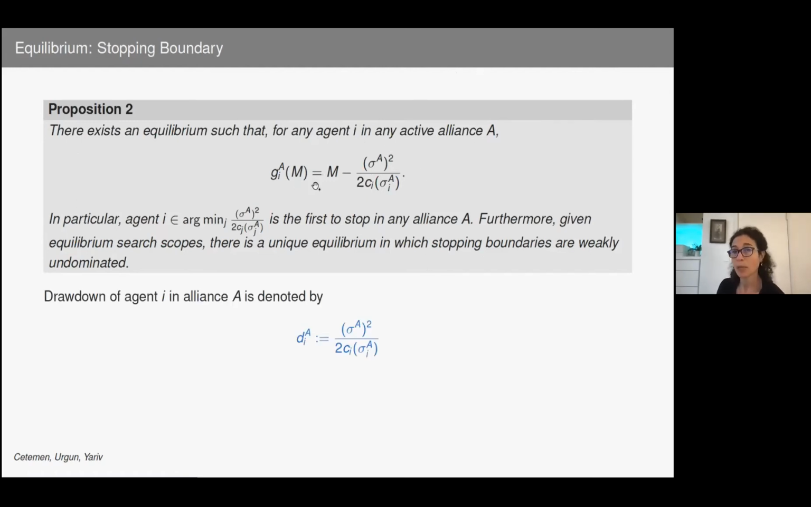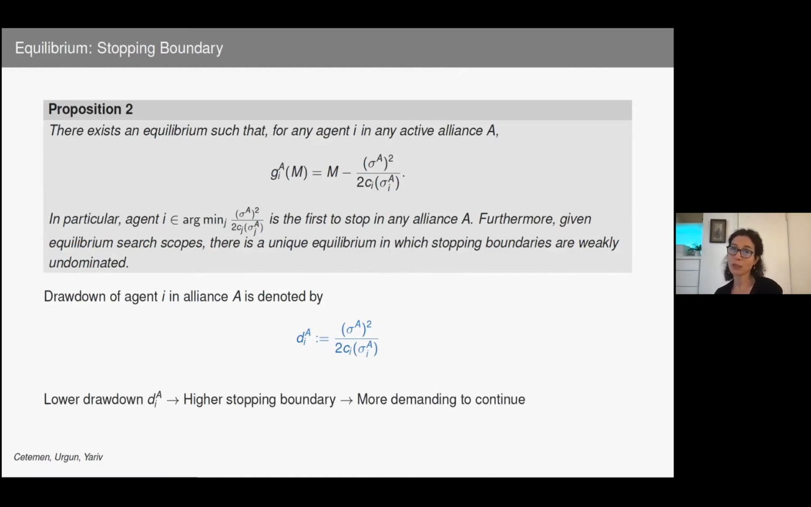Okay, now these stopping boundaries, these shifts of the 45-degree line, have a name in applied math. They're often called drawdown stopping boundaries, where the drawdown size, which is how much you draw down from the maximum, is this constant. So for us, this constant is d sub i superscript A. Each individual in an active alliance has this drawdown size. Now, again, lower drawdowns mean a higher stopping boundary and therefore more demanding choices for continuation of the search. So the lower the drawdown, the quicker you stop.